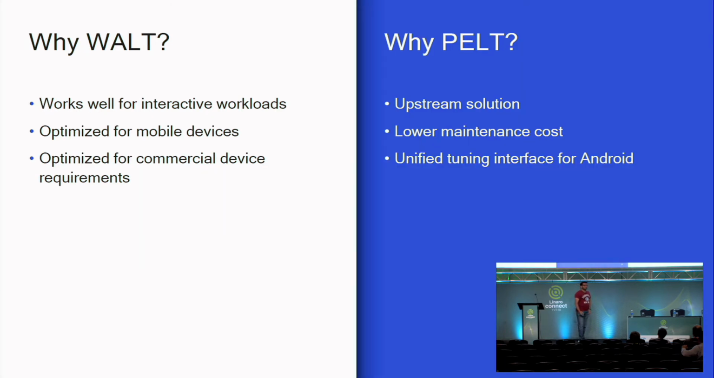So why do we have WALT and why do we have PELT? For WALT, we have WALT from Qualcomm. We authored it because it's better for interactive loads. It works well for interactive loads. It's optimized for mobile devices, and it also meets some of the commercial device requirements we have. Why PELT? PELT is an upstream solution, so if you use it, it's a lower maintenance cost. It also gives a unified tuning interface for user space like Android. If every phone uses PELT, then you have a unified tuning interface.